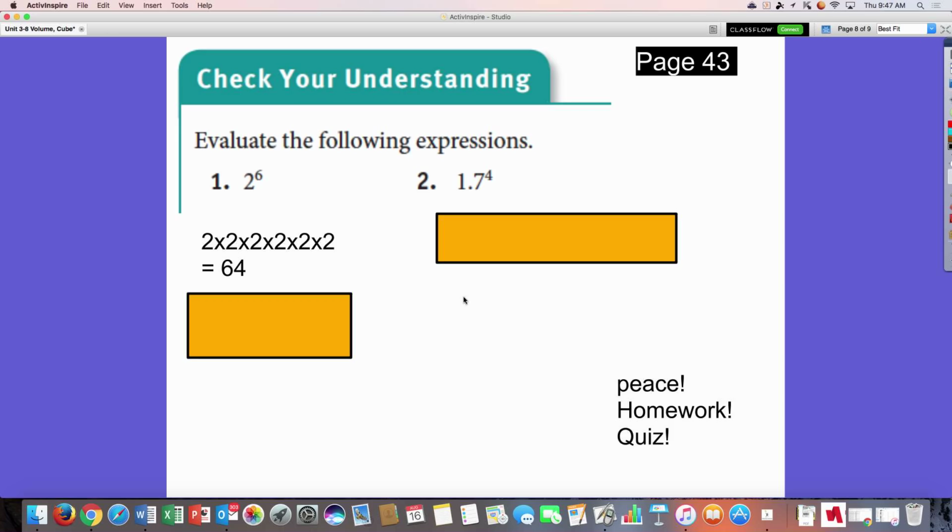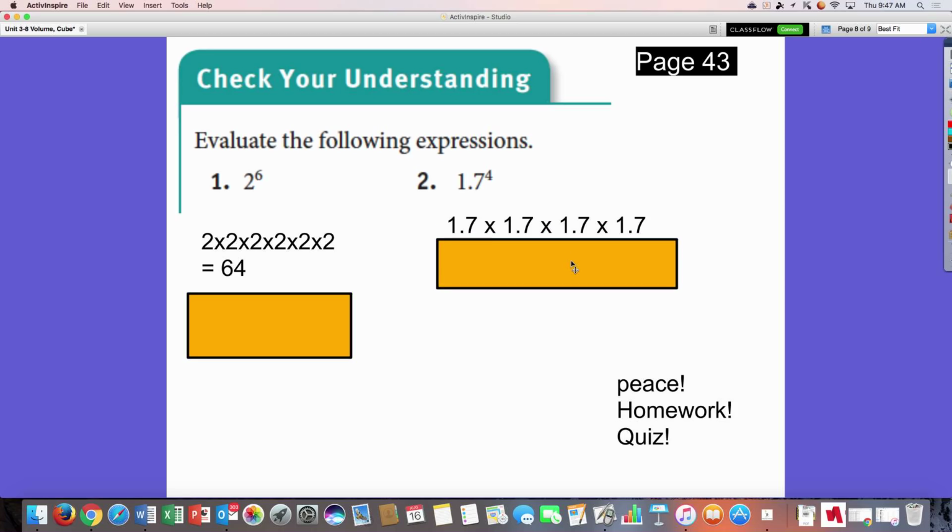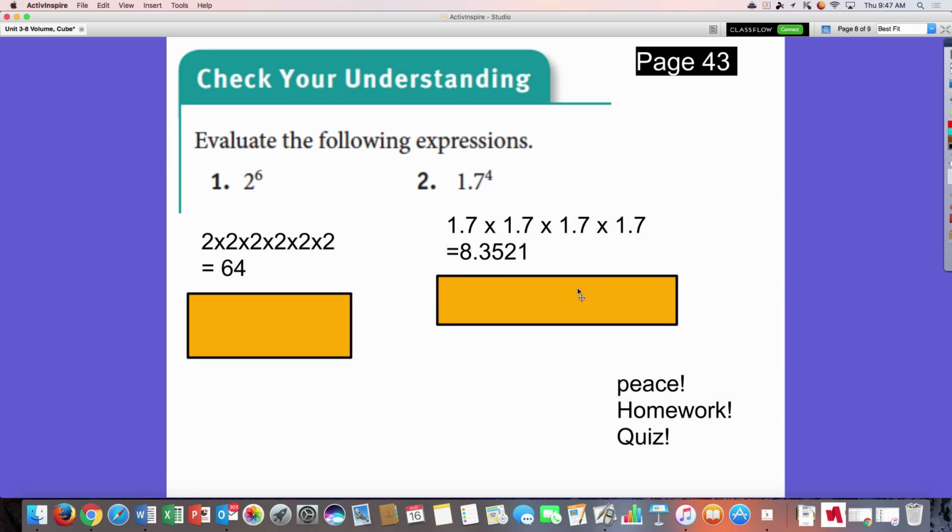Curry. Number 2, 1.7 times 1.7 times 1.7 times 1.7. And you get 8.3521. I know. So easy. You got it.